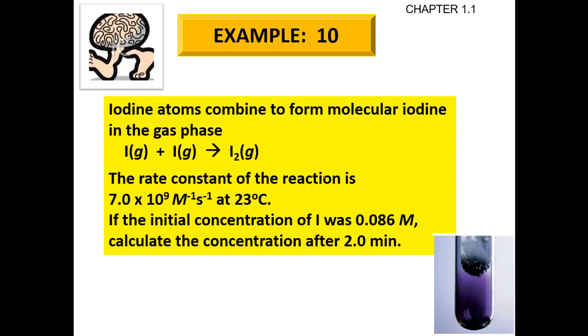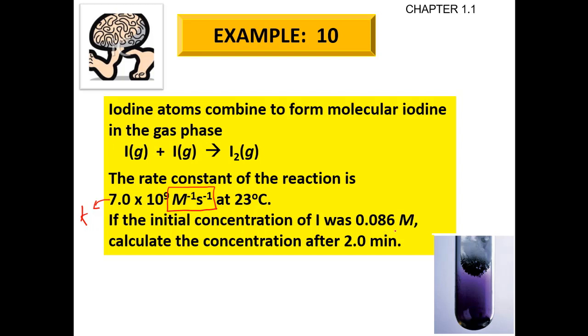Alright, so another example ni, iodine atoms combine to form iodine gas. Dia bagi rate constant dia 7.0 times 10 to the power of 9 per molar per second. So ni adalah value K dia lah, unit dia per molar per second.